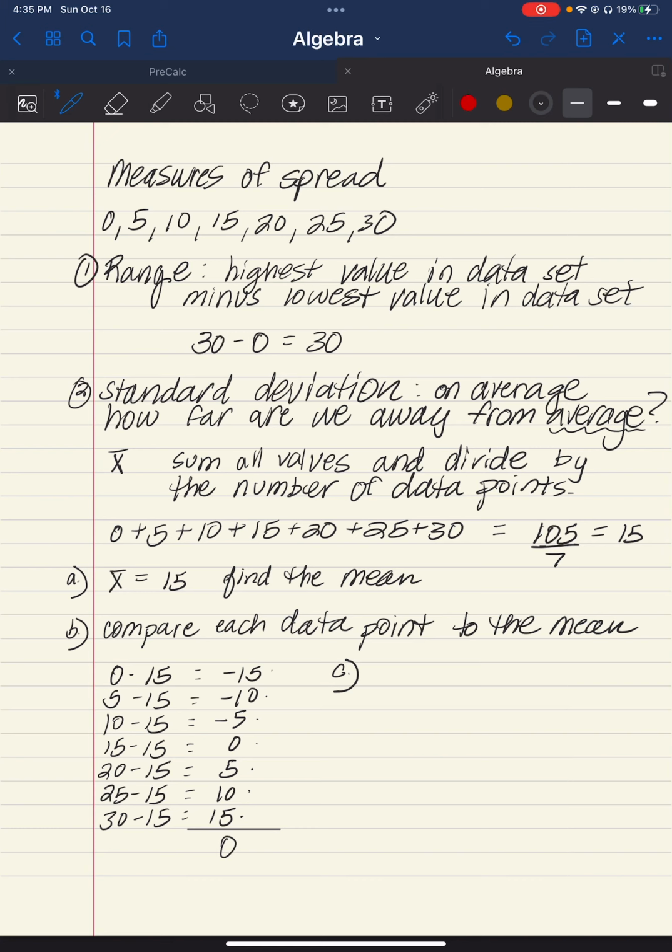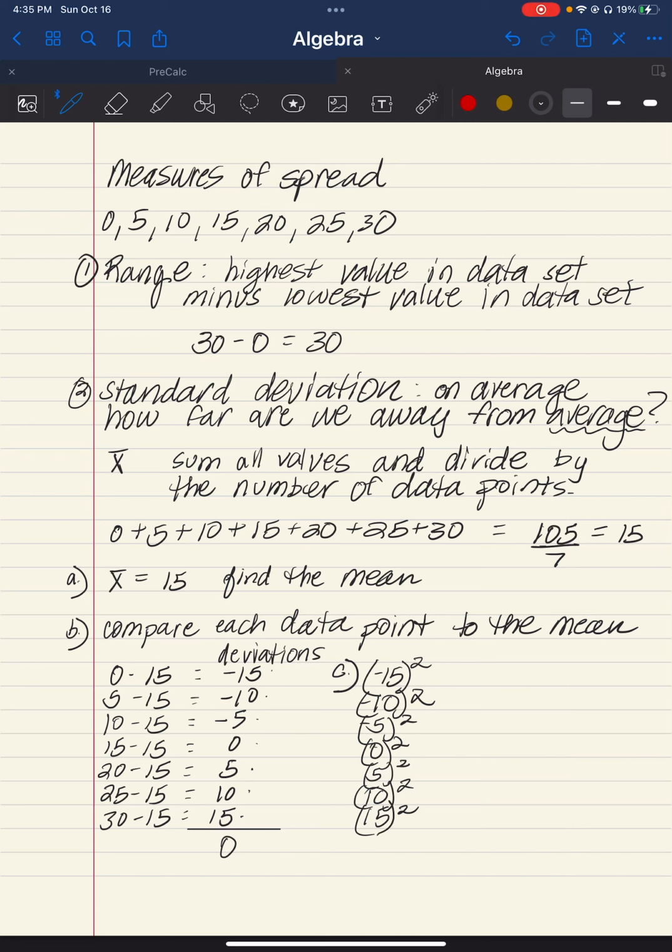This is a very clever thing. We're going to take each value. These are called deviations, by the way. Just means how much does each value deviate from the middle. We're going to take each one of these deviations and we're going to square them. So 5 squared, 0 squared, 5 squared, 10 squared, 15 squared.